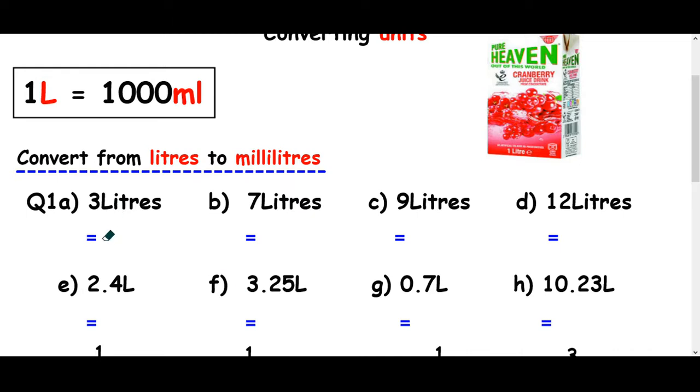So 3 litres, we're times-ing them by 1,000, so 3,000 millilitres. Again, 7 litres, you times them by 1,000, 7,000 millilitres. And then 9,000, and then 12 litres, 12,000 millilitres. Okay, on to the next line.